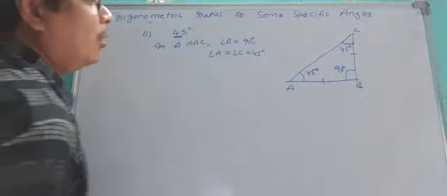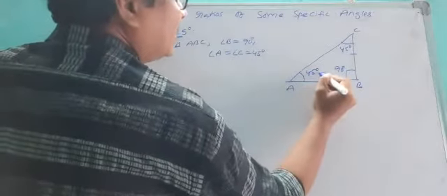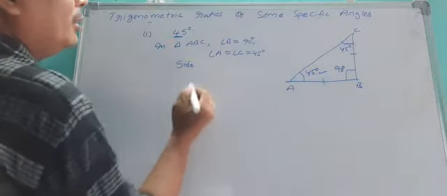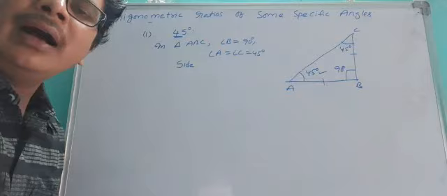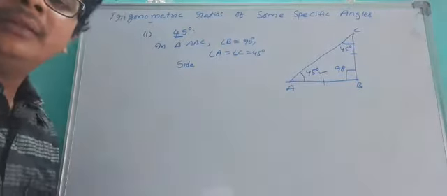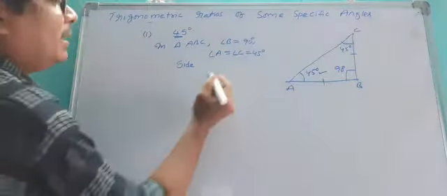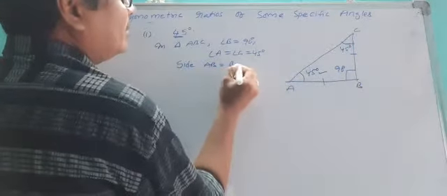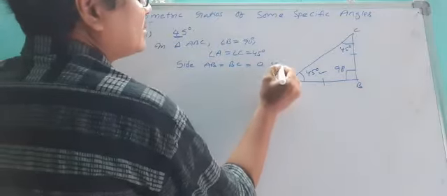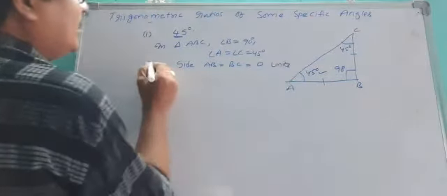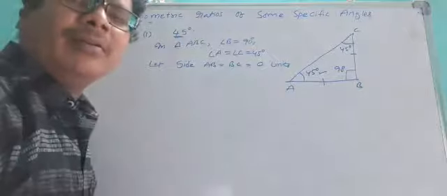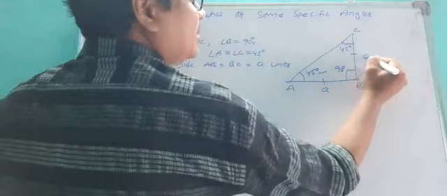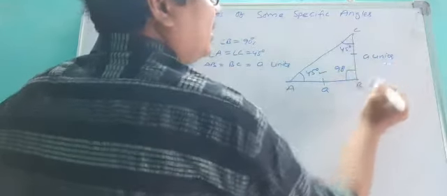Now we take one of the angles as 45 degrees, and the side of this isosceles right angle triangle is A units. That means side AB and side BC are the same. Let side AB equal BC equal A units, because they are equal.